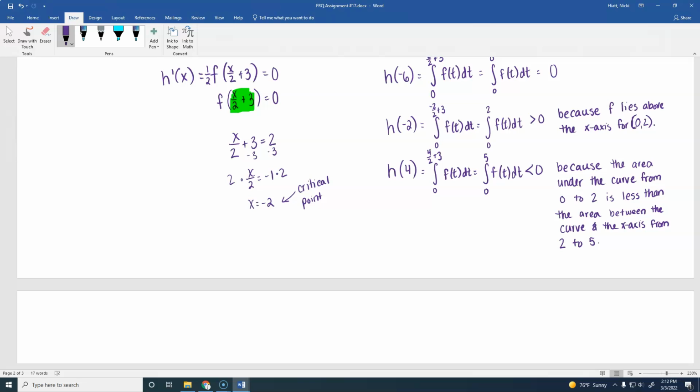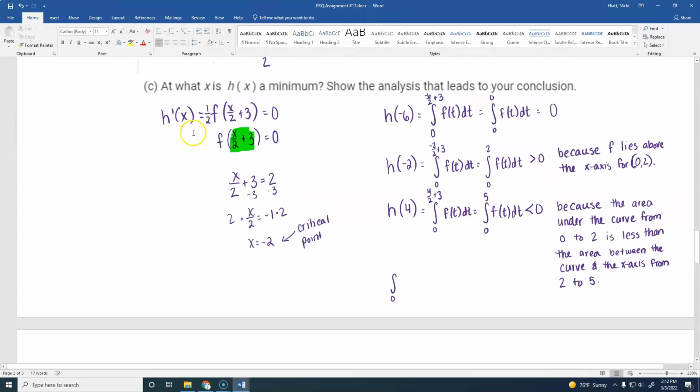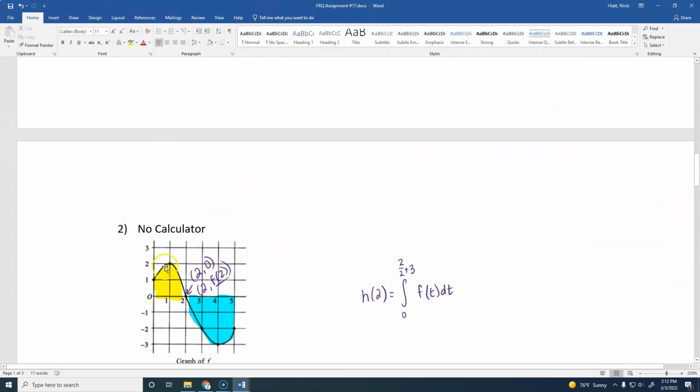If you're like, oh, that's way too many words, I don't want to write that out, you probably could say between the curve and the x-axis. And you really could have said that for both, because the area between the curve and the x-axis from 0 to 2 is less than the area. Instead of saying over or under, you could say that, because that's what we're doing there. It's the area between the curve and wherever the x-axis is.